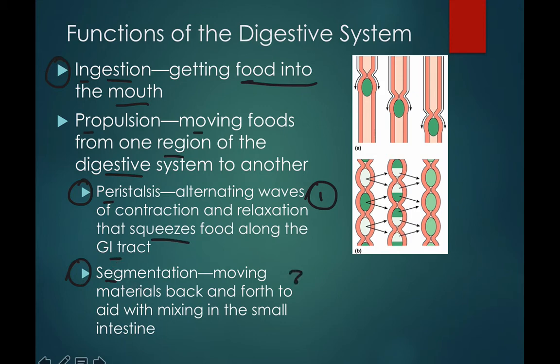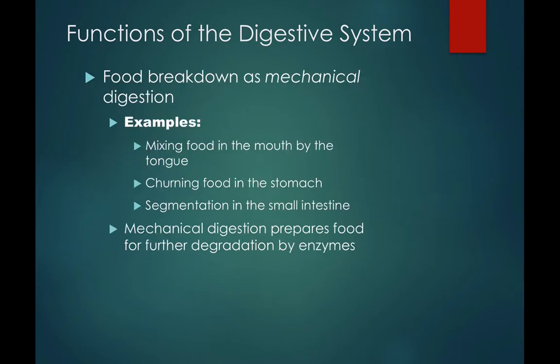Segmentation is a new one. We haven't talked about this one yet. This is the moving of materials back and forth with the aid of mixing in the small intestine. So basically, hopefully you've heard the saying two steps forward and one step back. That's basically what segmentation is. It means that you have chyme that moves forward and then it moves back. And then it moves forward again, and then it moves back. And the reason this occurs this way is because it allows for the maximum amount of nutrient absorption to occur in your small intestine.